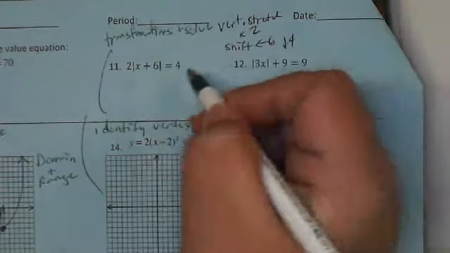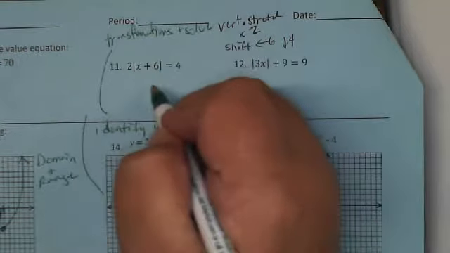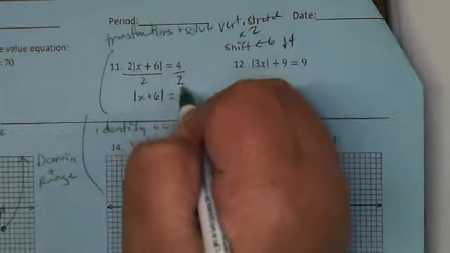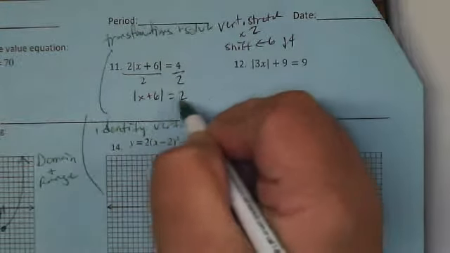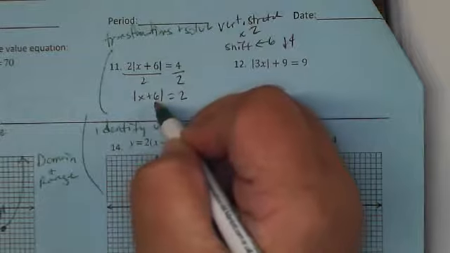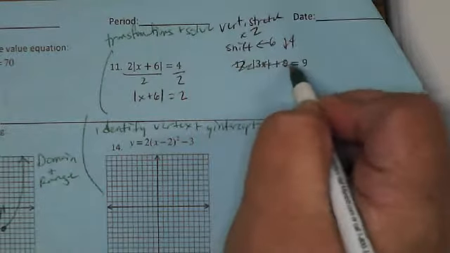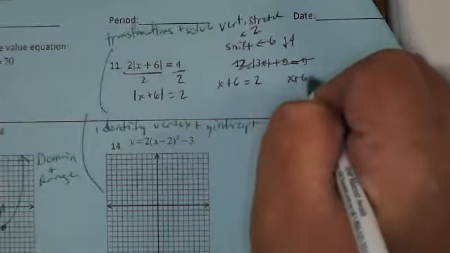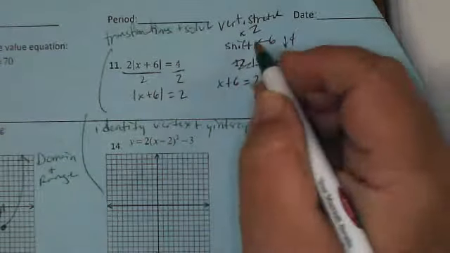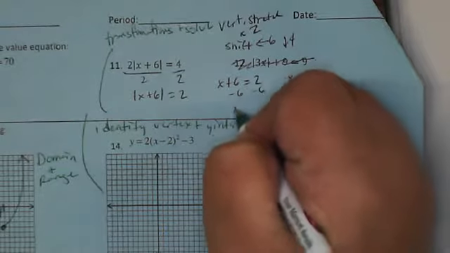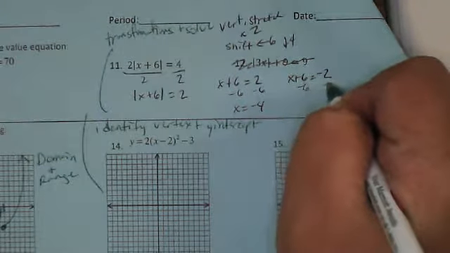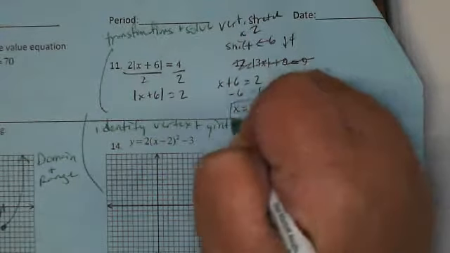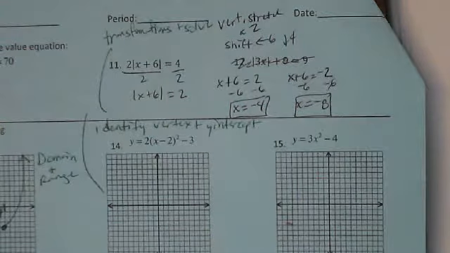Alright, since we're solving, let's go ahead and isolate the bars. So we're going to divide both sides by 2, get the bars all by themselves. So 4 divided by 2 is 2. Now because we have bars, it means we have 2 solutions. First, we're going to do x plus 6 equal to 2, and then we're going to do x plus 6 equal to negative 2. So we're going to subtract 6 on both sides, x is equal to negative 4. Subtract 6 on both sides, x is equal to negative 8. Those are your 2 solutions.